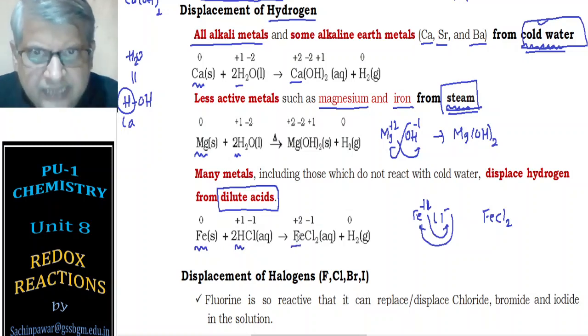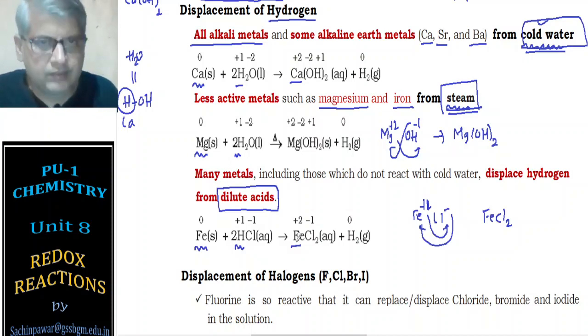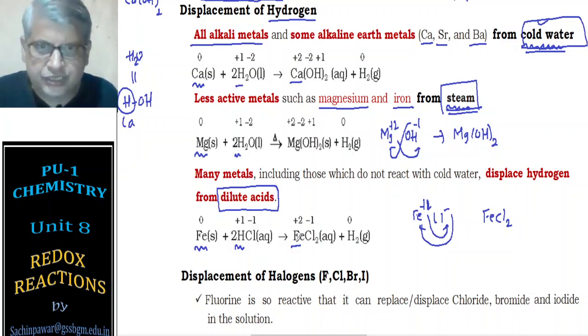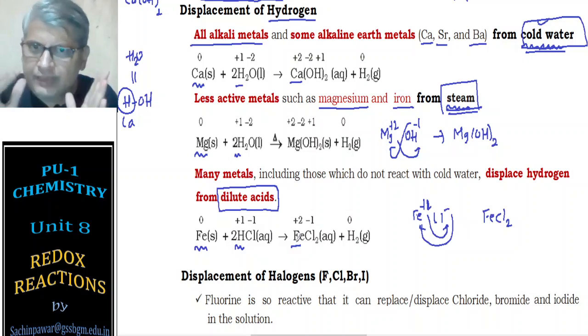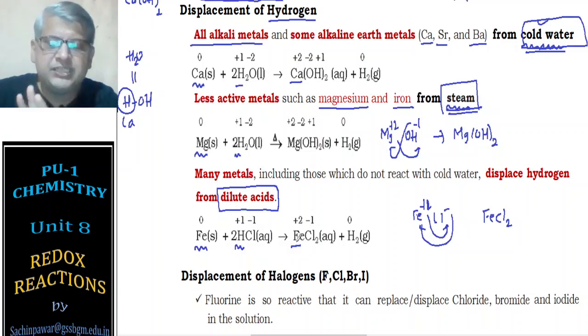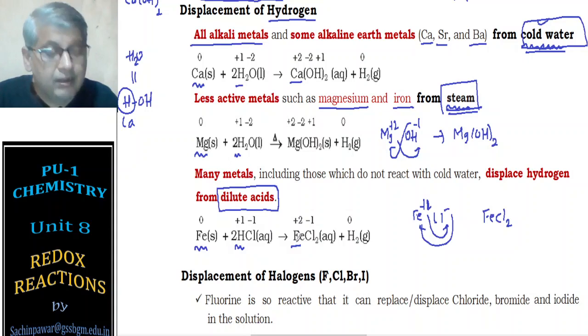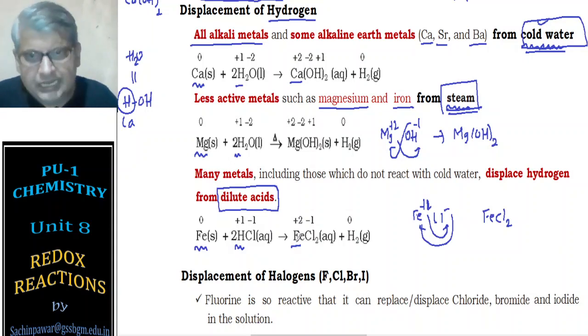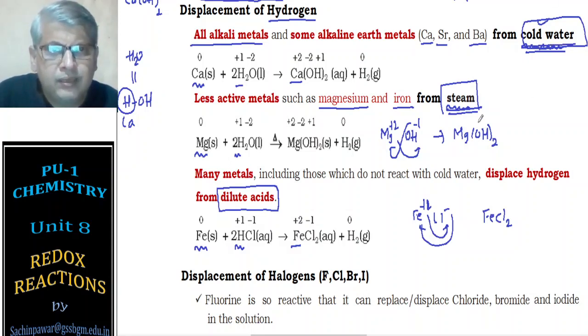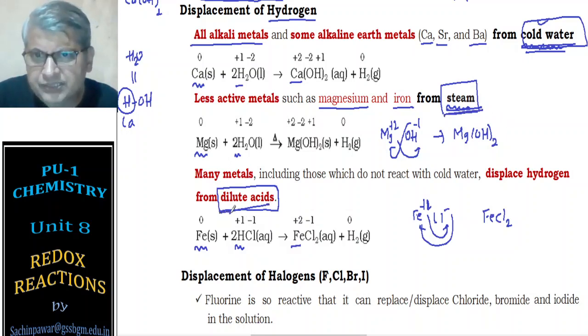So many such reactions are there. Now who can displace whom? That we shall see at the end of this particular session, because here we have a concept known as the electrochemical series. That electrochemical series can be used to predict: this series has to be seen, and if this element is in this place, then it can reduce the other or displace the other. That we shall see with examples at a later stage. At present, I hope you have understood displacement of hydrogen from cold water, from steam, and from dilute acids.